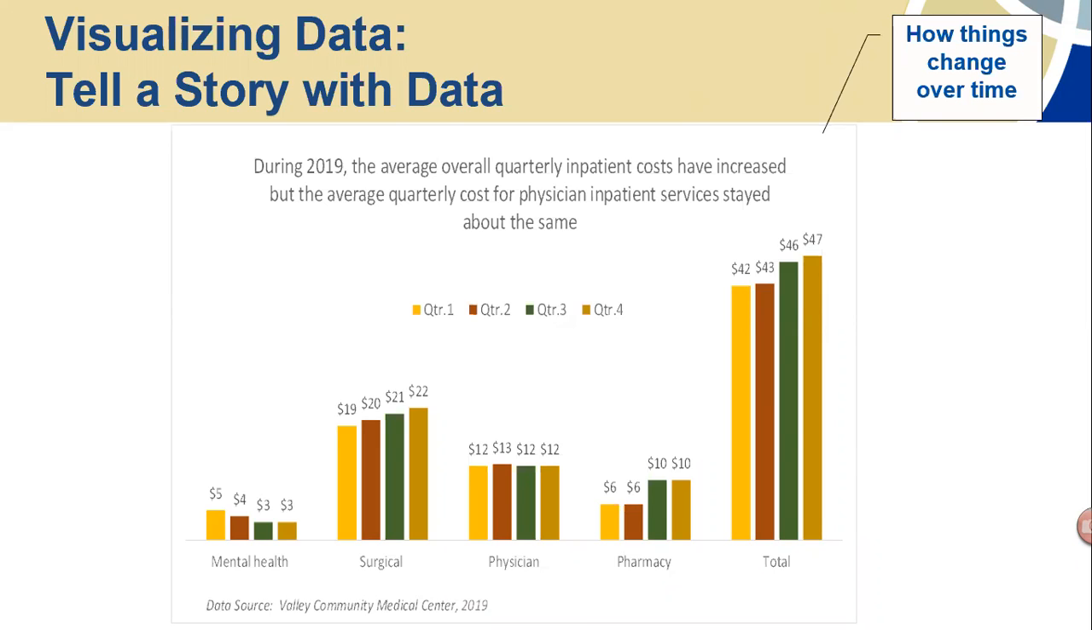You can then sharpen the point in your title by saying, during 2019, the average overall quarterly inpatient costs have increased, but the average quarterly costs for physician inpatient services stayed about the same. Just so you know, these three charts I shared with you, the line, area, and the bar chart, will be part of your Excel chart template I prepared for you, which will be emailed right after this session. Next slide, please.